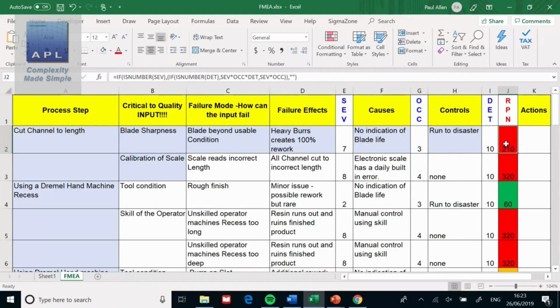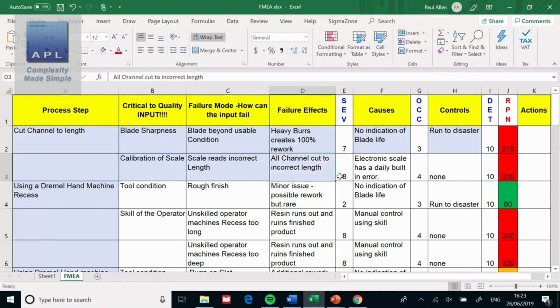So action would have been taken to redesign that process. The scale calibration, what have we got? Well, the scale reads the incorrect length. That's how the input can go wrong. All the channels will be cut to the wrong length. That's an 8. This is getting more painful now.